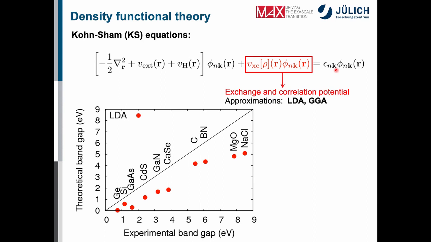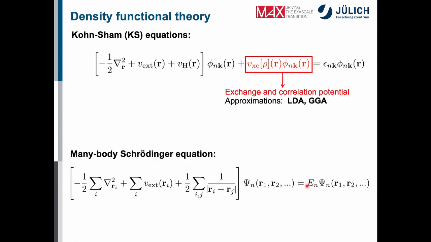This diagram shows the theoretical band gap of a variety of simple semiconductors and insulators as a function of the experimental band gap. An exact theory would give points only on this diagonal line, but LDA strongly underestimates the band gaps, sometimes by a factor of 2 or more. The GW method, on the other hand, yields band gaps much closer to this ideal line. We can say that we calculate in GW approximate excitation energies of a many-electron system described by the many-body Schrödinger equation.